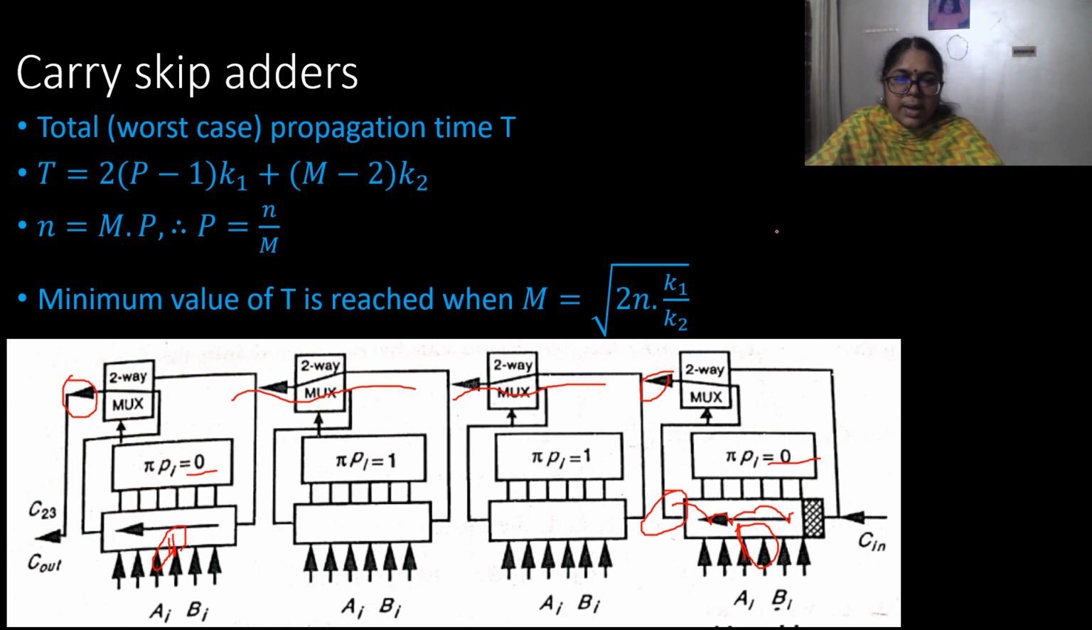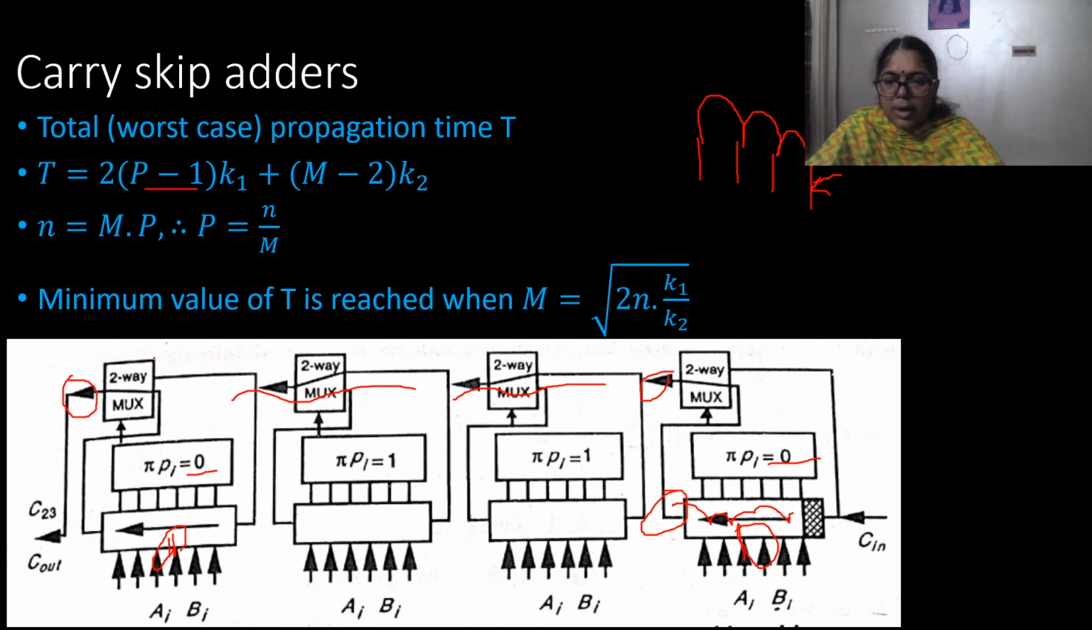Why P minus 1? If we have 4 adder cells, carry is given as input to the first adder cell. So carry is propagated once, twice and thrice. So that is why for 4 bit 3 times the carry is propagated. So for P adder cells the carry is propagated P minus 1 number of times.